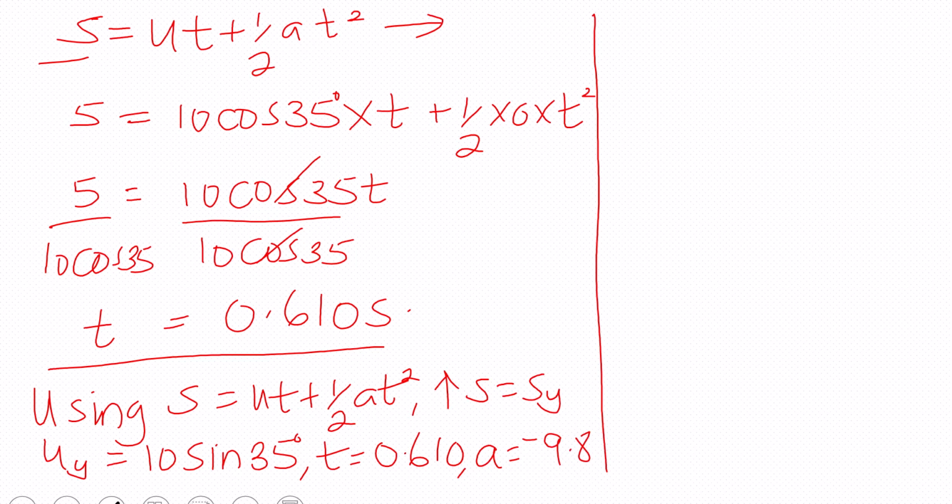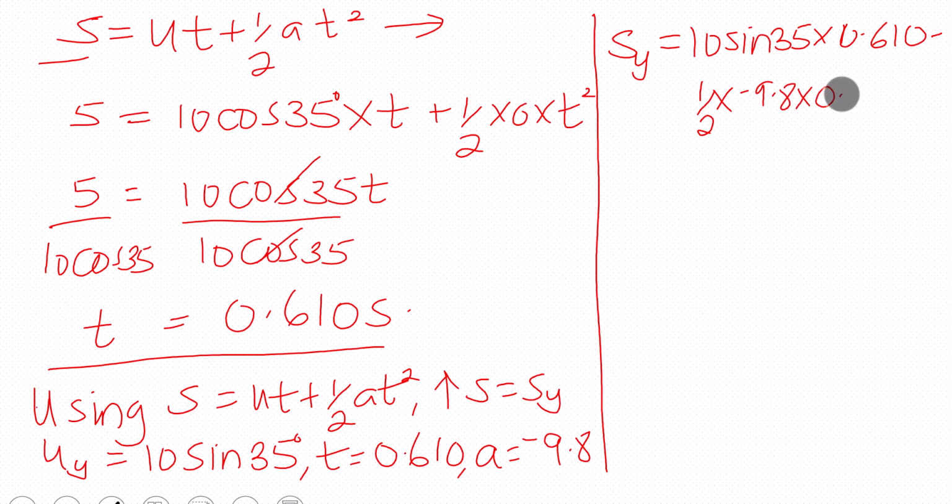Substituting this information in this equation, we are going to have our S in the y equal to 10 sine of 35 times 0.610, which is our time, minus a half times 9.8 times 0.610 squared. So when you simplify that, you will have your S in the y equal to 1.68 meters.